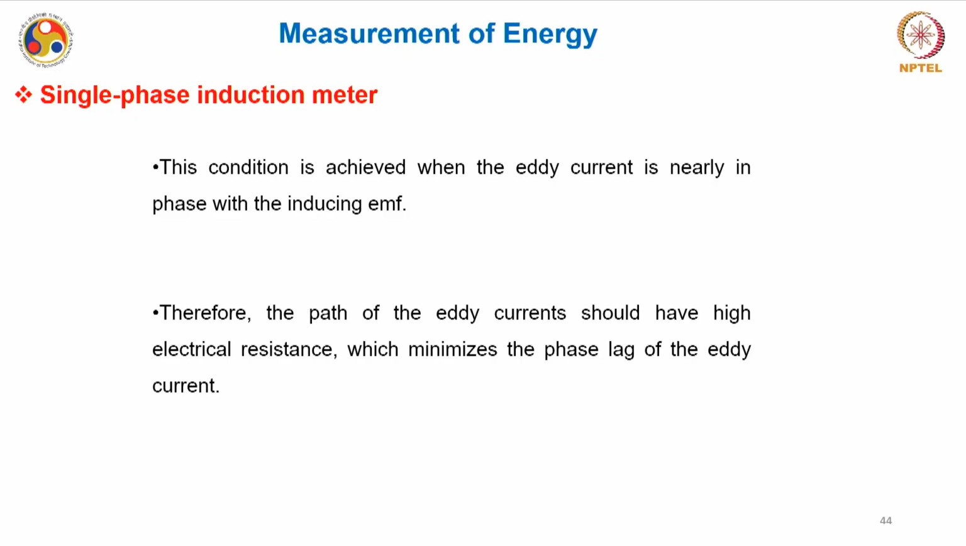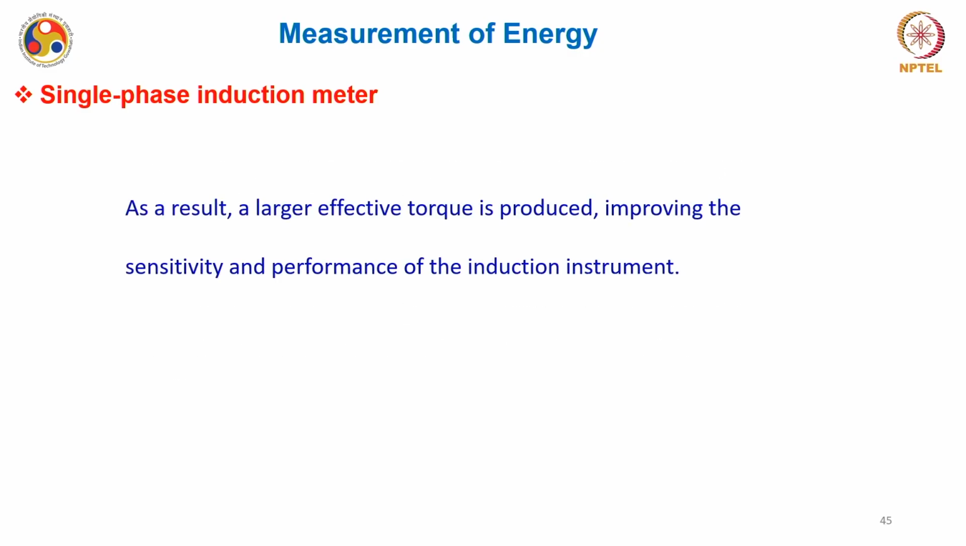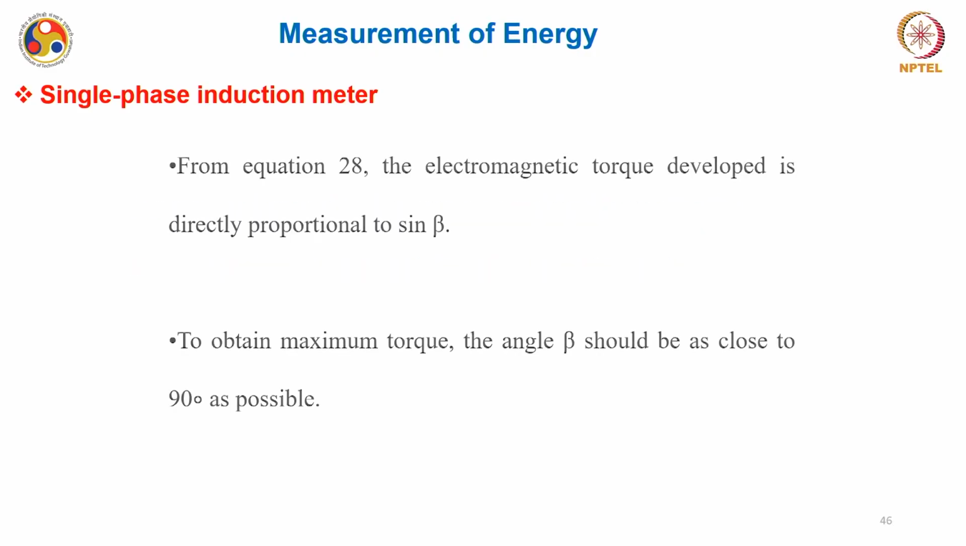Now, this condition is achieved when the eddy current is nearly in phase with the inducing EMF. Therefore, the path of the eddy currents should have high electrical resistance, which minimizes the phase lag of the eddy current. It should be as resistive as possible. So, a larger effective torque is produced, improving the sensitivity and performance of the induction instrument if you have the highly resistive path. All right.